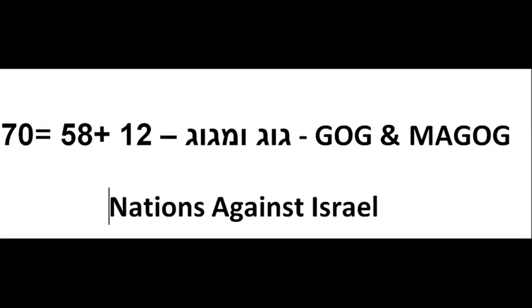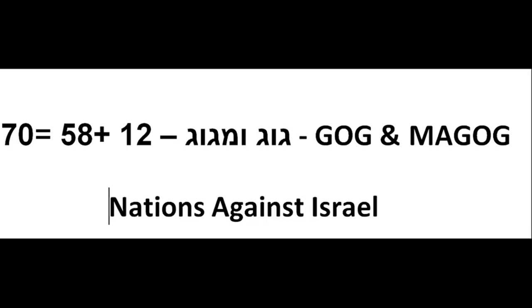Now what is Gog Magog? A lot of opinions, but as brought by the Vilna Gaon, the gematria of Gog Magog, the numerical value of Gog is 12 and Magog is 58, together 70. The gematria of Gog and Magog. And those are nations against Israel. Why 70? Because this is the basis, a lot of explanation. There are more nations, but the basis is 70.